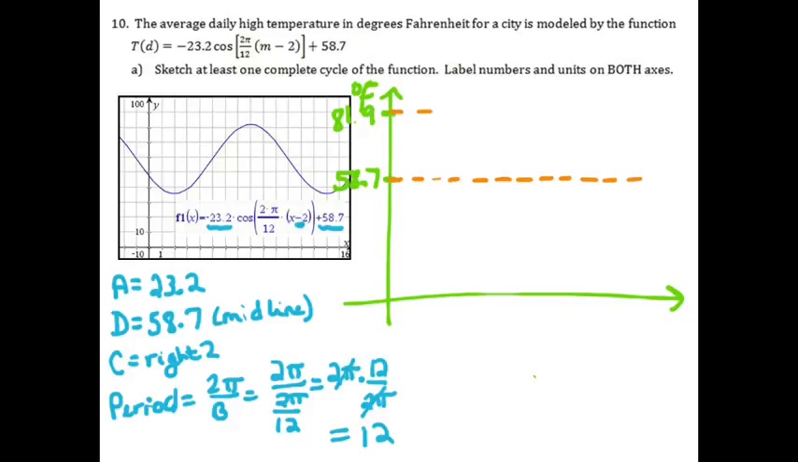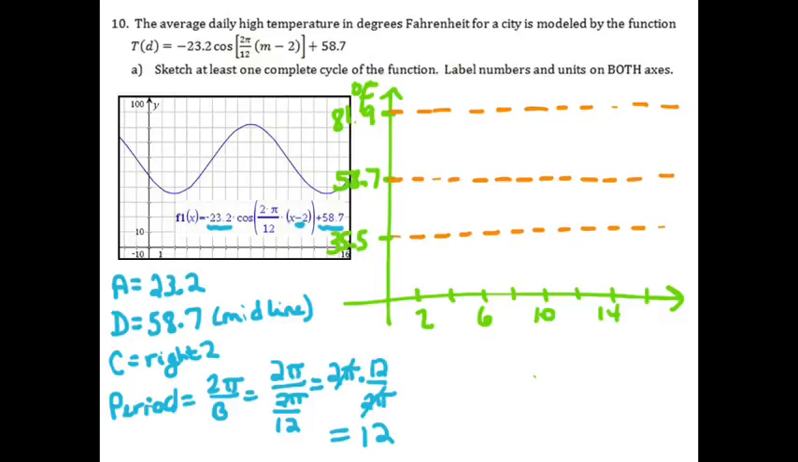So that's going to be the top of my graph. And then if I subtract 23.2 from 58.7, we get 35.5. And so that's going to be where the low points of the graph hit. Now on the x-axis, I'm shifting right 2, and I have a period of 12. So I think I'm going to count by 2s. 2, 4, 6, 8, 10, 12, 14, 16. So here's 2, and I'm not going to label every one, but just enough to help us with our graph.